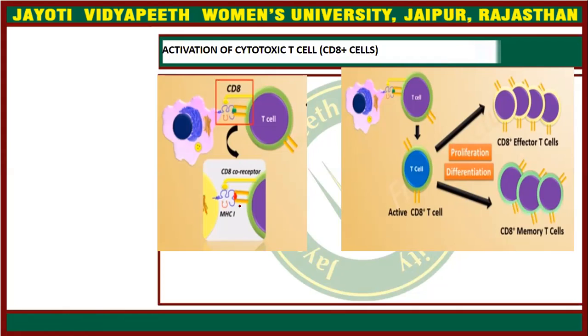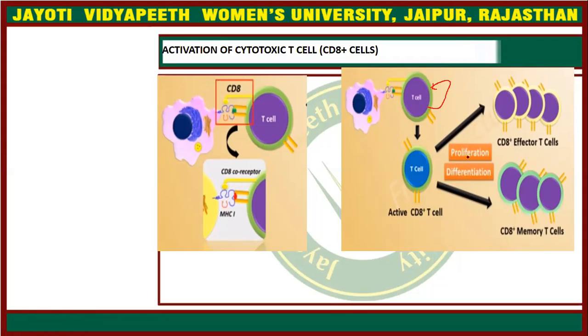For the CD4 cells, major histocompatibility complex 2 takes part, but this time major histocompatibility complex number 1 takes part. So when they bind to each other, the CD8 receptor binds to the antigen presenting cell, and the second signal is also secreted. After this signaling, the T cell secretes some cytokines which bind to the T cell itself, and after this secretion, the T cell gets activated and it will proliferate.